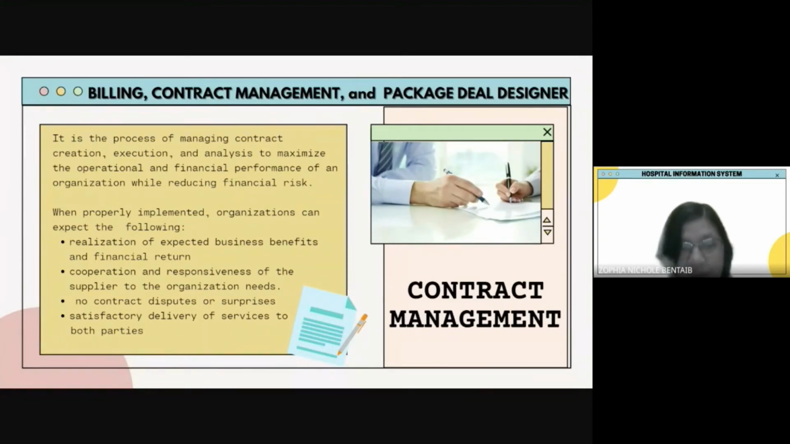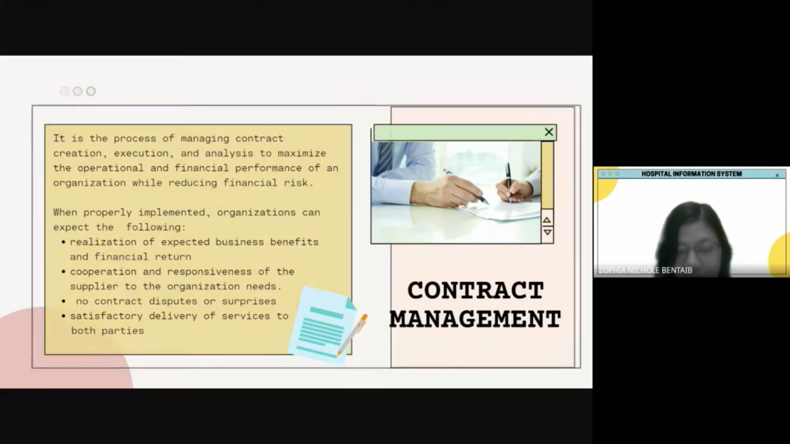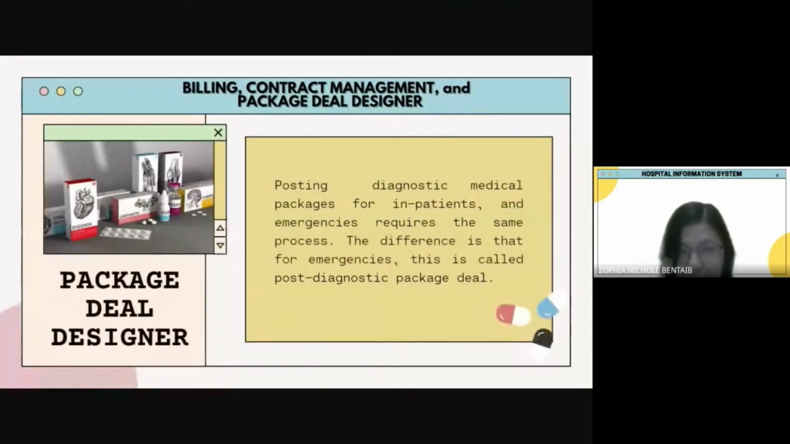First would be realization of expected business benefits and financial return, cooperation and responsiveness of the supplier to the organization's needs, no contract disputes or surprises, satisfactory delivery of services to both parties. And now we will move on to the package deal designer.